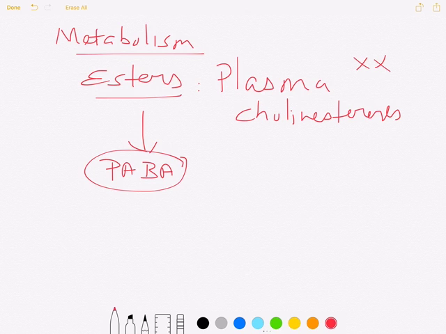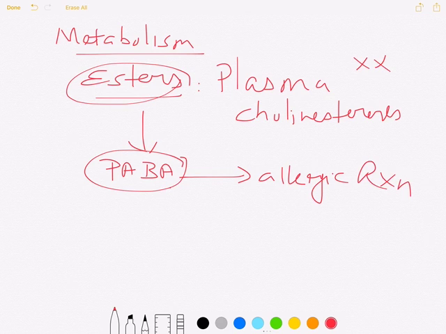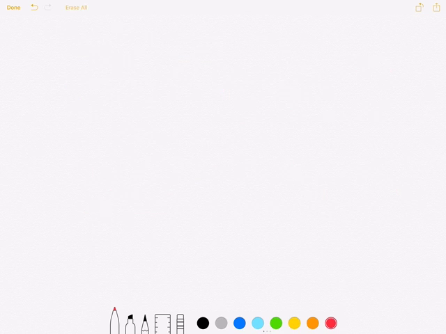So not all esters are hydrolyzed in plasma. Cocaine is hydrolyzed in the liver, so it doesn't give PABA. But other esters can give PABA, and that PABA can cause an allergic reaction. Remember for your test, or just remember. Then what happens to amides?